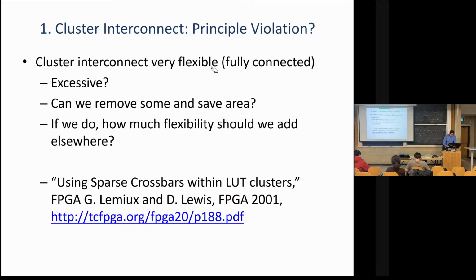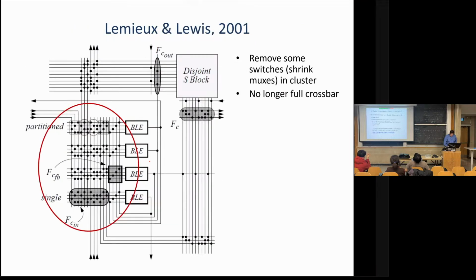So the question is, can we remove some and save area? If we do, it might have some knock-on effects. We might have to add some flexibility elsewhere, but hopefully less, and we could save some area. This is another paper by Lemieux and Lewis that looked at exactly that. This picture is basically the local interconnect inside of a logic cluster, or logic block. It's got 4 BLEs, and this is the local interconnect. And basically, a bunch of wires come in from the general routing channels.